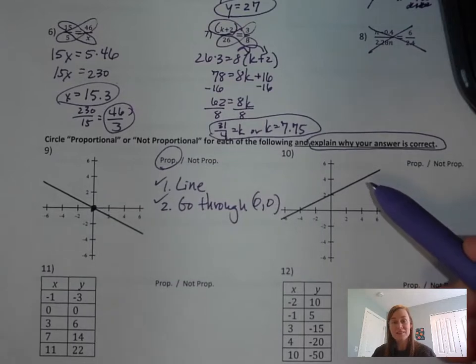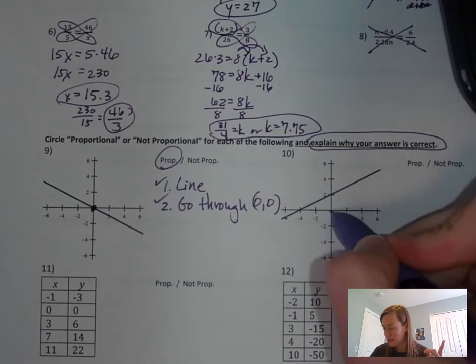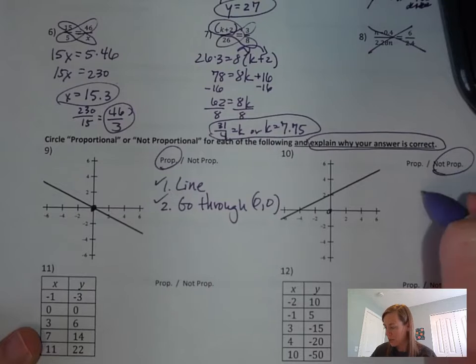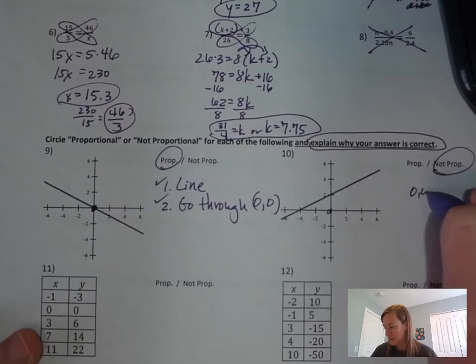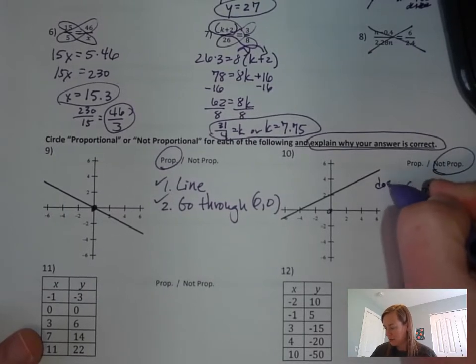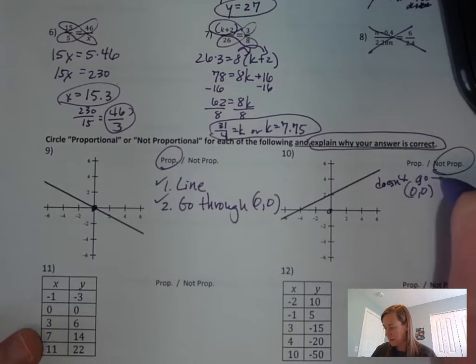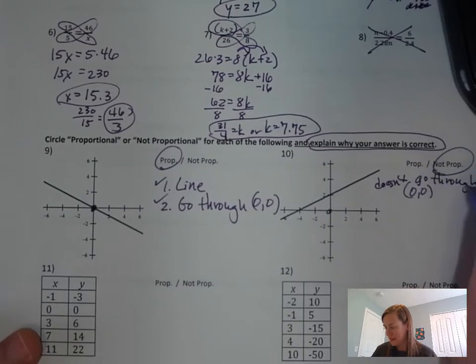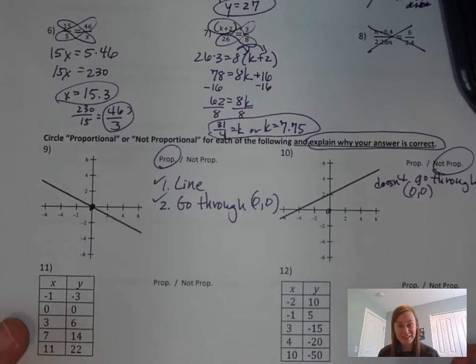What about this one? Is it a line? Yes. Does it go through 0, 0? No. So not proportional. So it's not proportional because it doesn't go through 0, 0. That is really messy. Sorry, guys. Doesn't go through 0, 0 is what I wrote there.